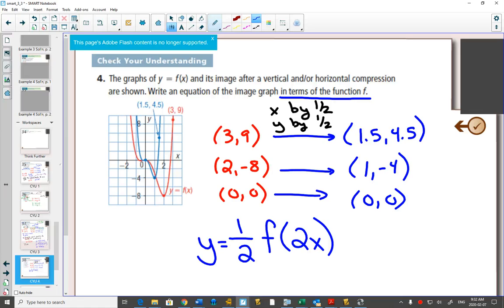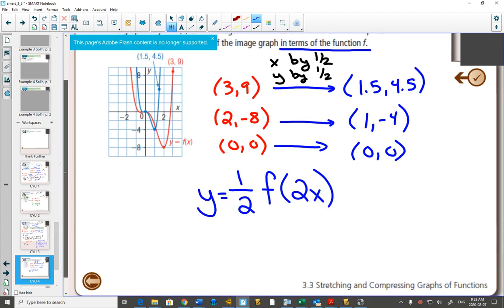Later on, we're going to have our stretches and compressions mixed together with translations, the adding and subtracting stuff, all together. And it won't be easy just to do it backwards like this. We're going to have to develop a little bit more of a strategy, so I'm going to introduce that strategy to you now. If you just have vertical and horizontal compressions, I suggest doing the points because it's quite easy to see what happens. Okay?